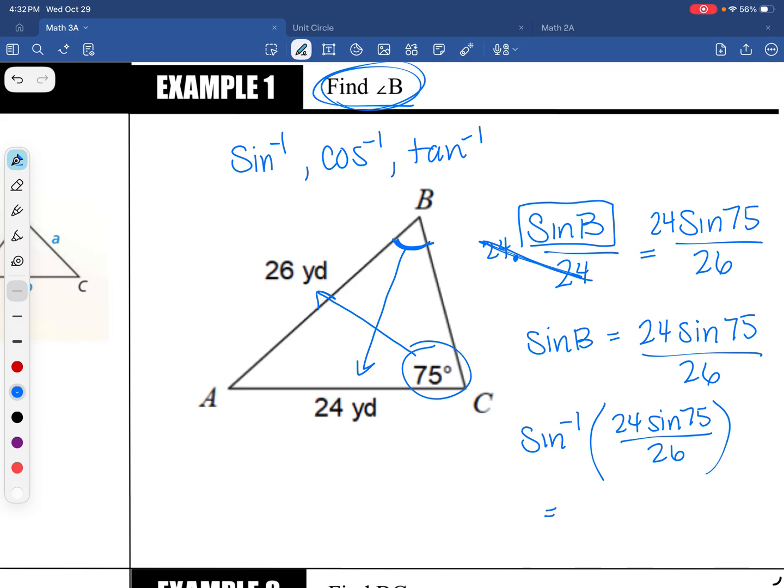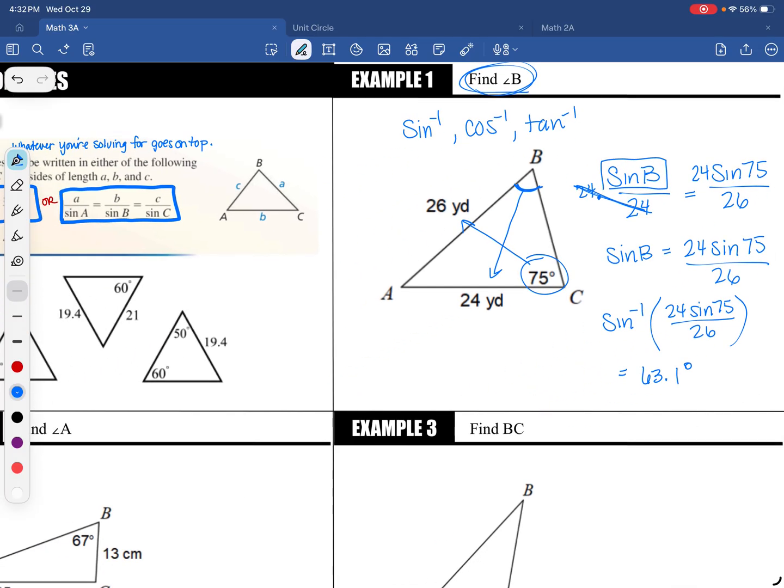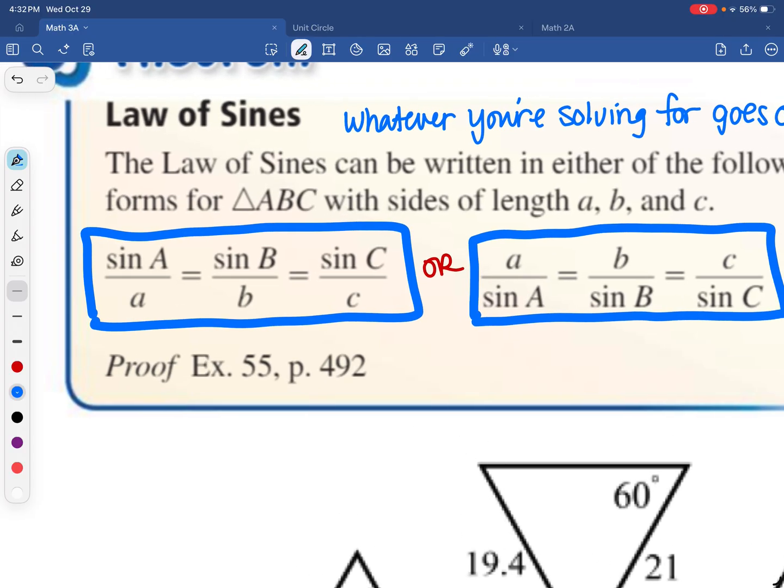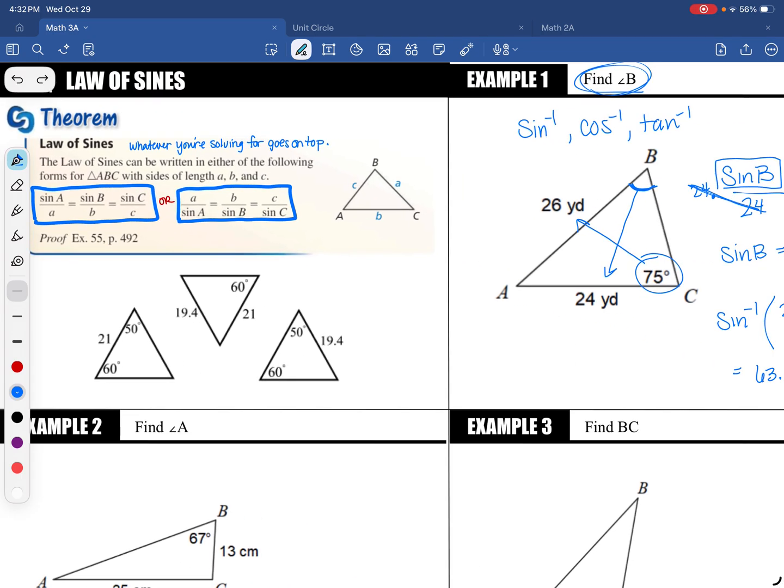And if you plug that in your calculator, and don't forget, make sure your calculator is in degree mode because we're working with degrees in our problem. So we get 63.07. So let's call that 63.1 degrees. Okay, and then that's our answer. So over and over, that's what we're going to be doing. We're going to have these fractions. So you might have like sine A over a equals sine C over c or something like that. You're not going to use all three of them at the same time, but you're going to group two of them together.